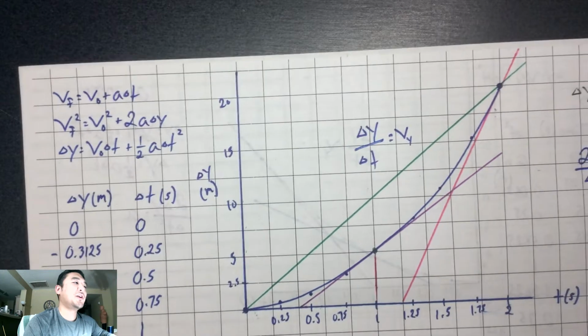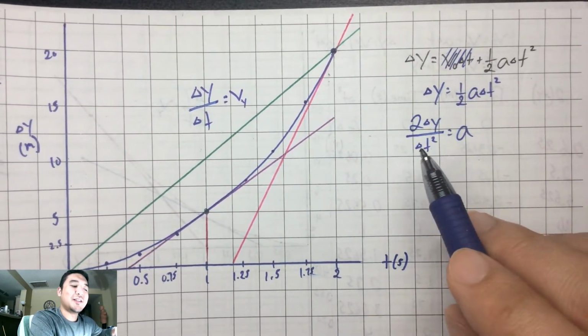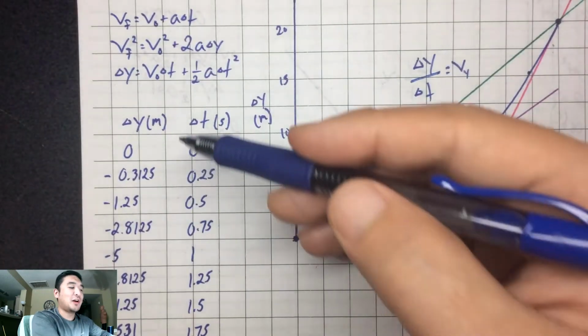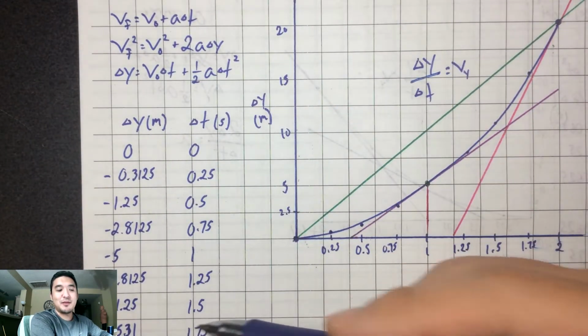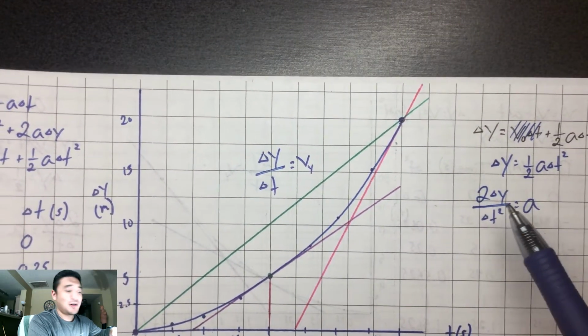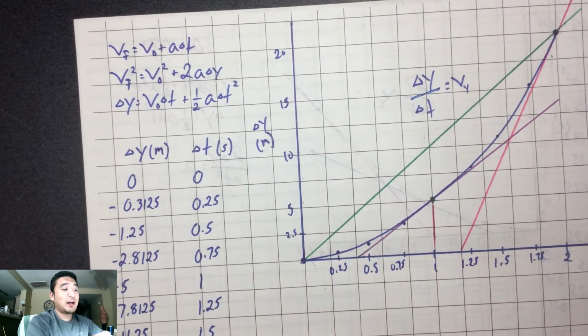And so I want you to look at this equation. You see how t is squared? We're going to do that to every single t value in this column. You see how y has a 2 multiplied by it? We're going to multiply all these things by 2. And if we regraph those new modified values, we should be able to get a straight line.